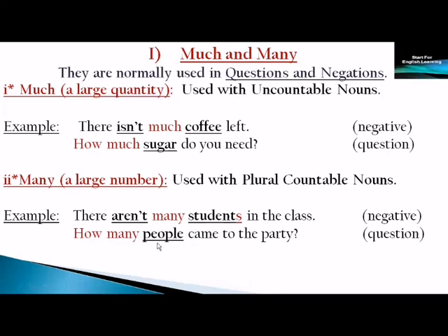Question: how many people came to the party? We use how many, and then the plural word people, and then the rest of the question followed by a question mark. So with much, we use how much to make a question. With many, we use how many to form a question.